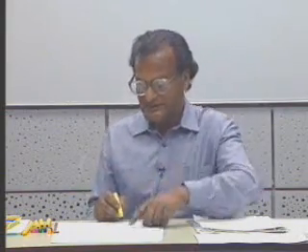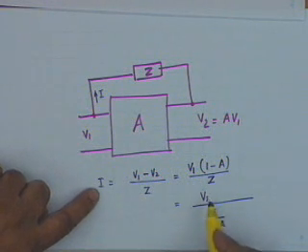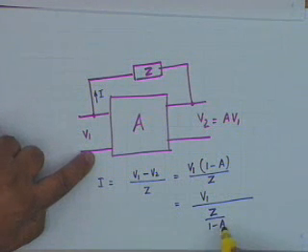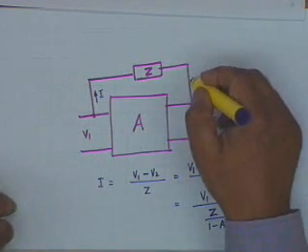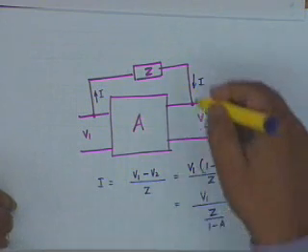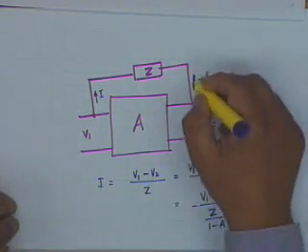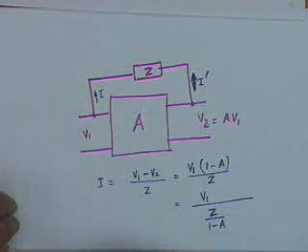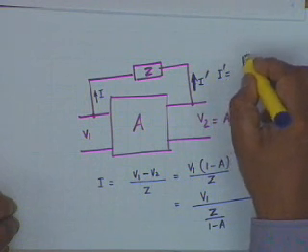So at the input, since this current is only proportional to V1, between this point and this point I will connect Z by 1 minus A. Similarly, let us look at the output. What does the output do? At the output there is a current I, let us call it I prime. Can you tell me what is I prime?